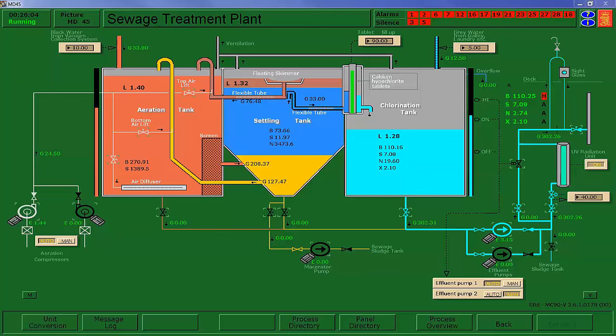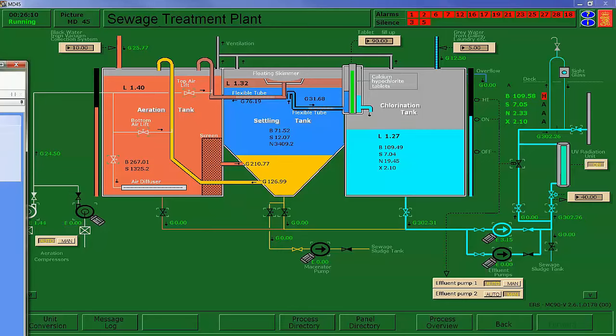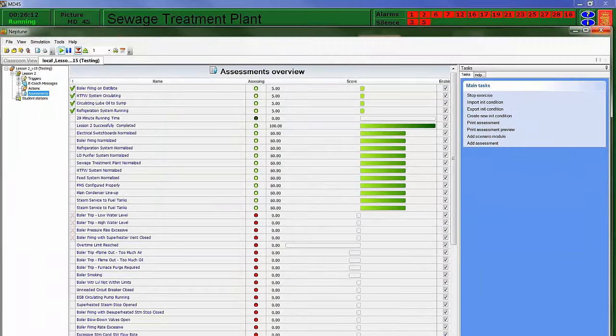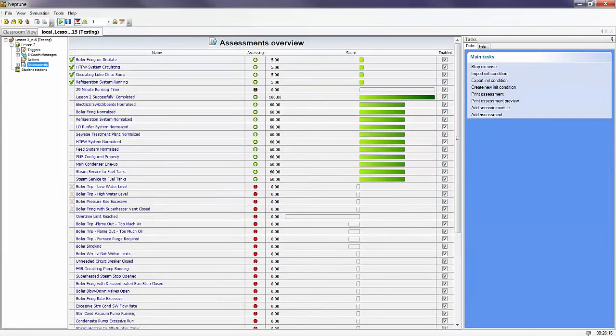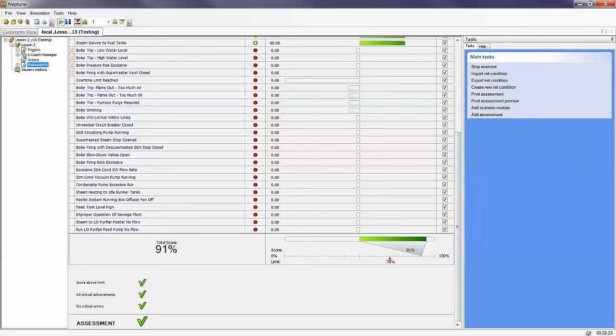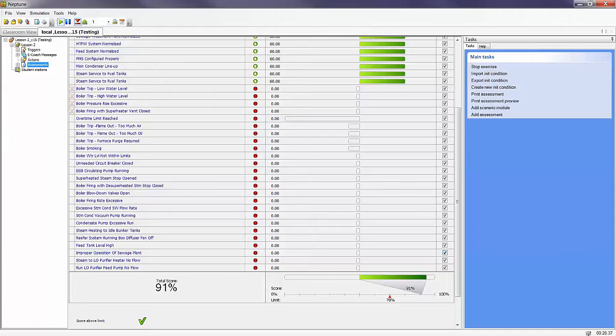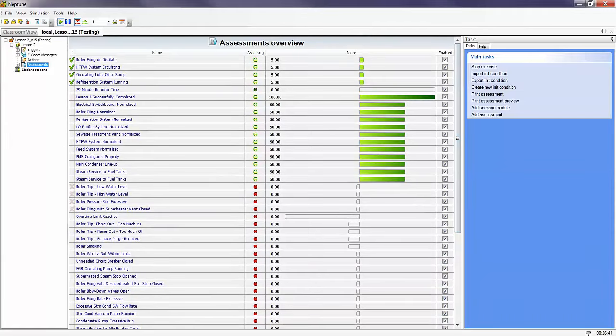All right, so I'll let that run while we're talking, so I can bring over the assessment. The only green that we don't have is we have to run the simulator for 29 minutes. So we've got a 91% score right now. So we've scored above the 70% minimum. We have met all our critical achievements. We have no critical errors. You can see I have no reds, no negative assessment points.